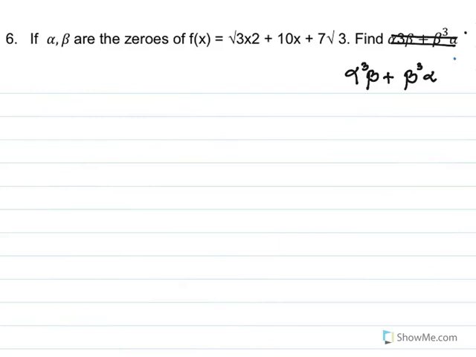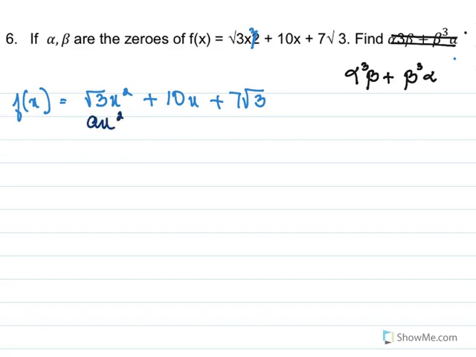If alpha beta are the zeros of the polynomial, find alpha cube beta plus beta cube alpha. So we have the polynomial f of x. This is root 3x square. There's a mistake here, it should be square here. Plus 10x plus 7 root 3. When we compare it with the standard equation ax square plus bx plus c, we see that a equal to root 3, b equal to 10, and c equal to 7 root 3.